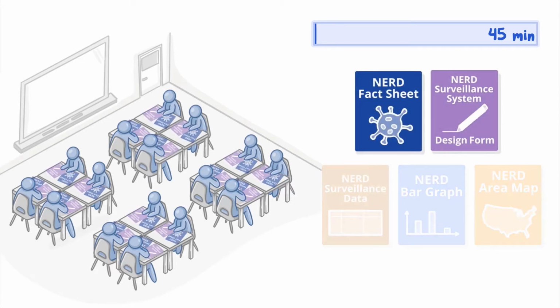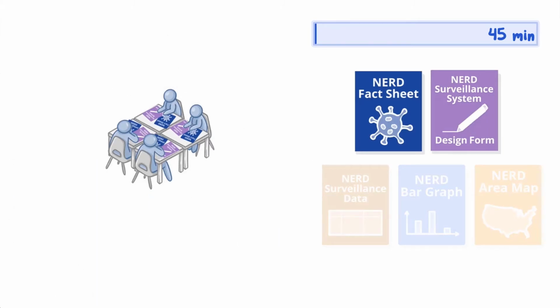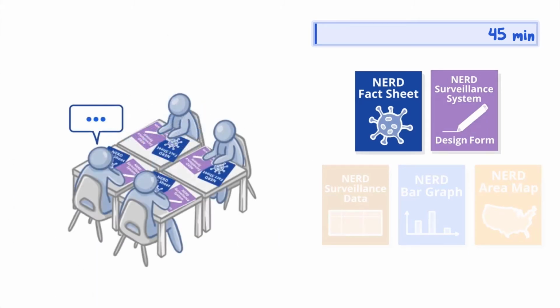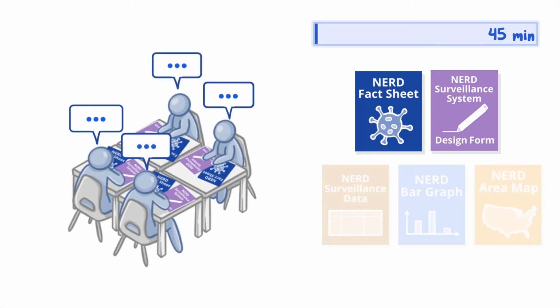Hand out the NERD fact sheet and NERD surveillance system design form for the Part 1 activity and give students around 4 or 5 minutes to brainstorm a potential case definition, identify the type of surveillance required, and list key surveillance information they believe is important to collect on NERD.